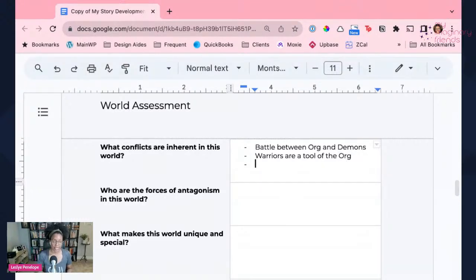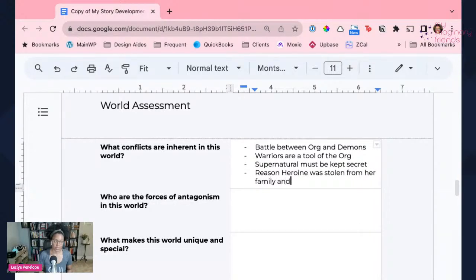And then there are also these supernatural things that must be kept secret. We're not exactly sure why. There's a reason why our heroine was stolen from her family, and not told of her identity.